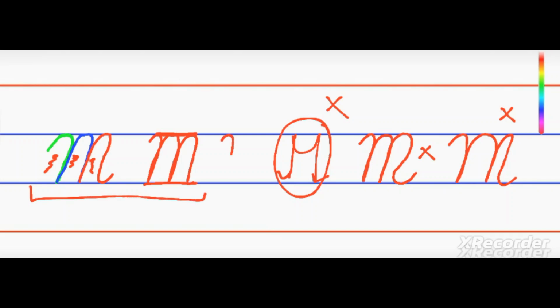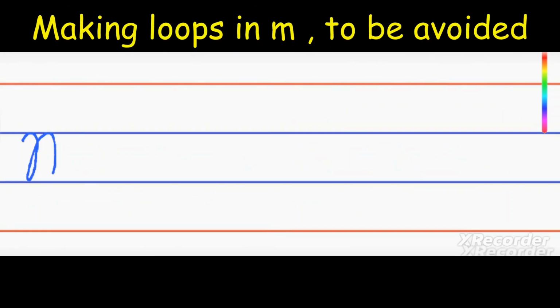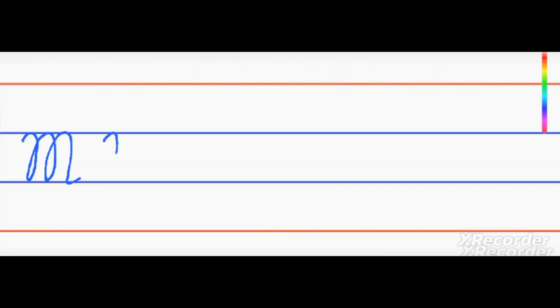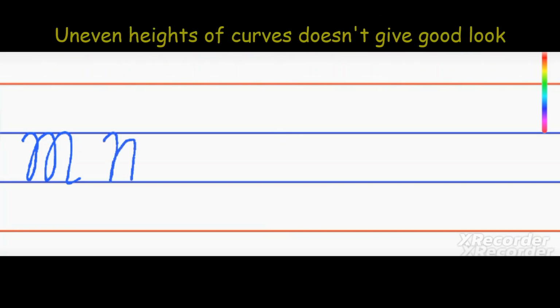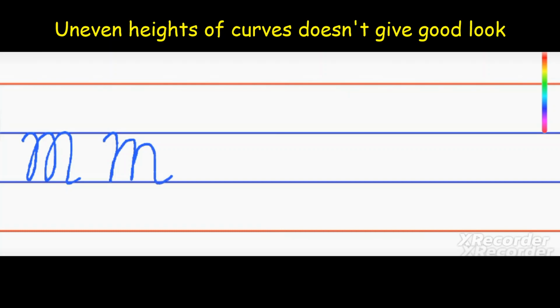So you'll make M once more, or you can say 4 times. This kind of loops have to be avoided while making the letter M. Secondly, one flaw observed with most of the students is they gradually decrease the level of the inverted U curve. So this has to be avoided. All 3 curves have to be at the same height, even on the top and even on the bottom.